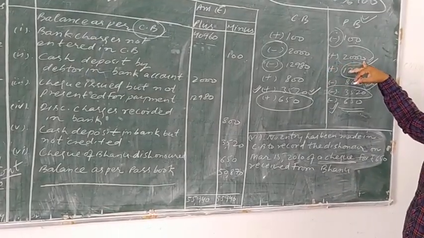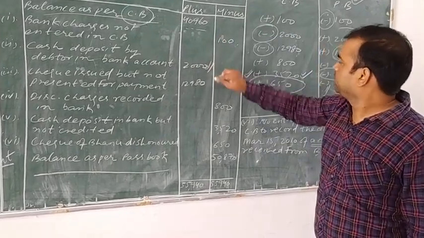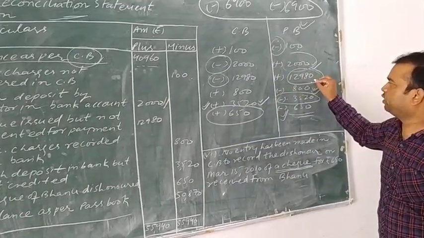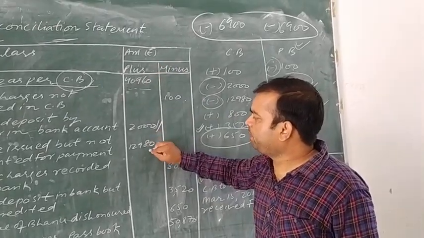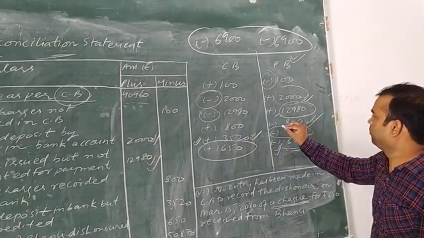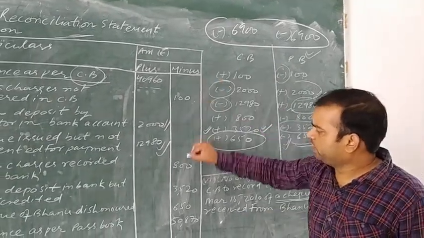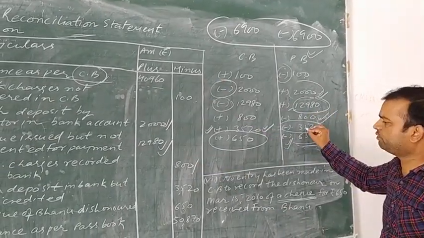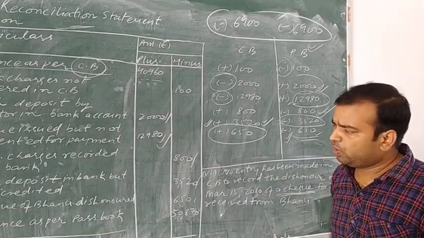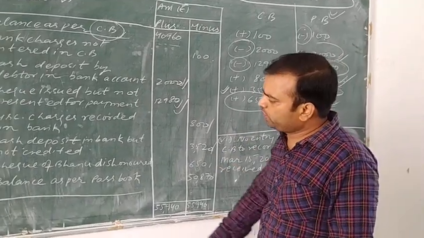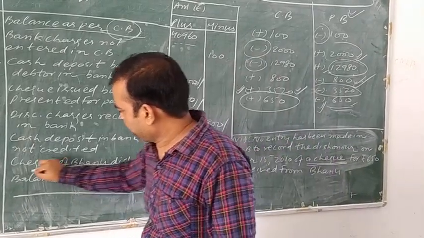Okay, right? Now, in the second transaction, we have the plus sign shown. So 2,000 will be shown on the plus side. In the third transaction, 12,980 is added, just show it under the plus column. 800 in the minus column. 3,520 in the minus column. 650 in the minus column. Okay. Now what you need to do? You need to just find out the answer of the question.